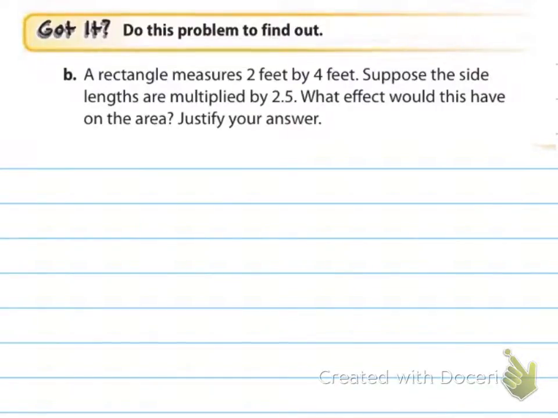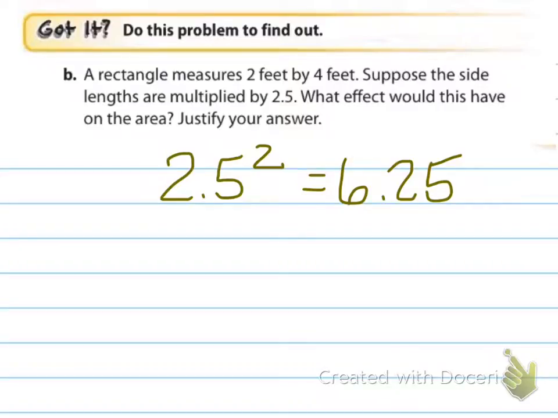All right, a rectangle measures 2 feet by 4 feet. Suppose the side lengths are multiplied by 2.5. What effect would this have on the area? Justify your answer. So what would happen to the area? Would it change just by 2.5, or would it change by something else? Go ahead and try and figure that out based on the information that I gave you already.